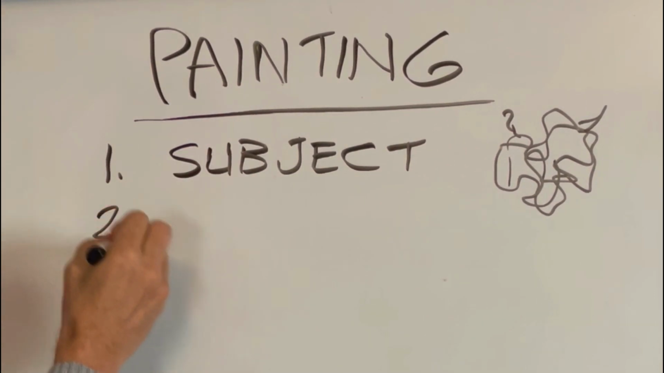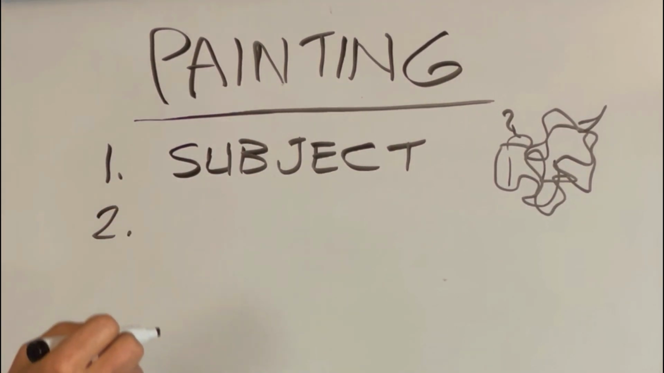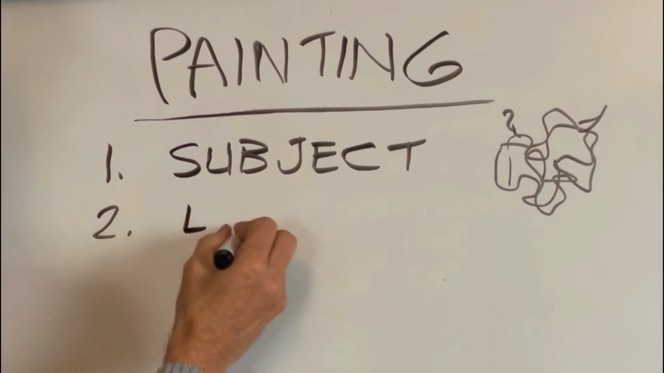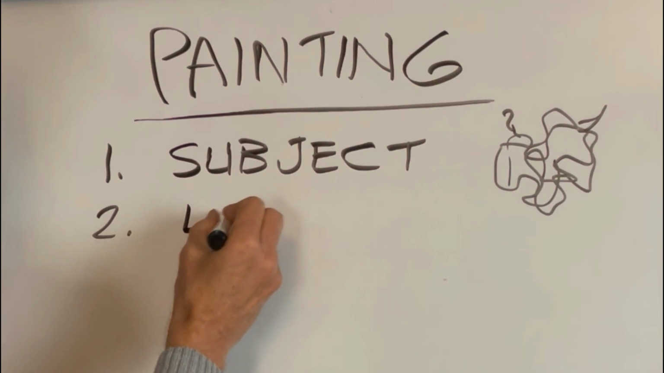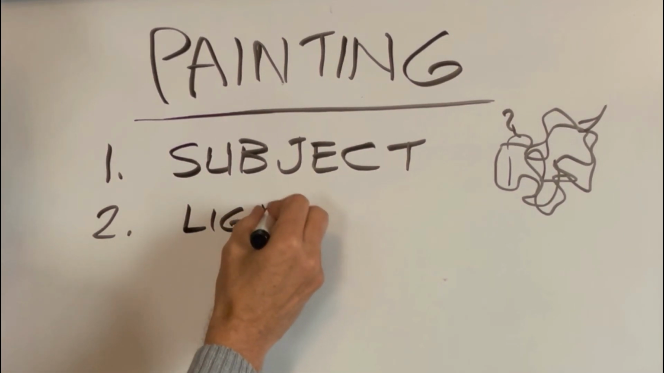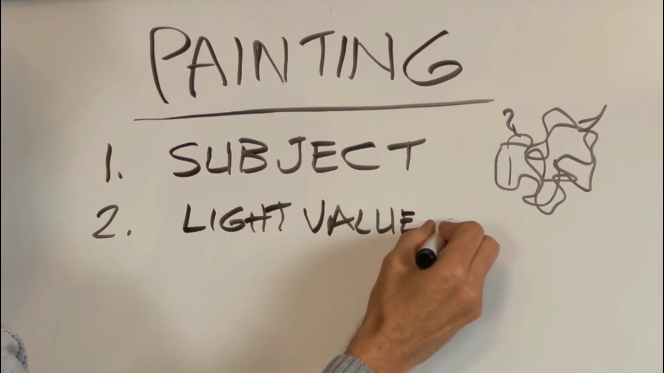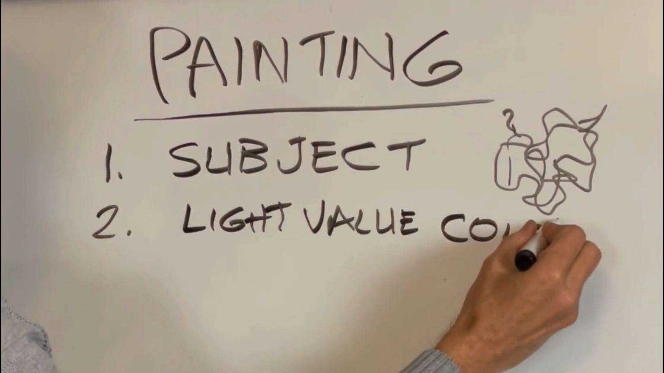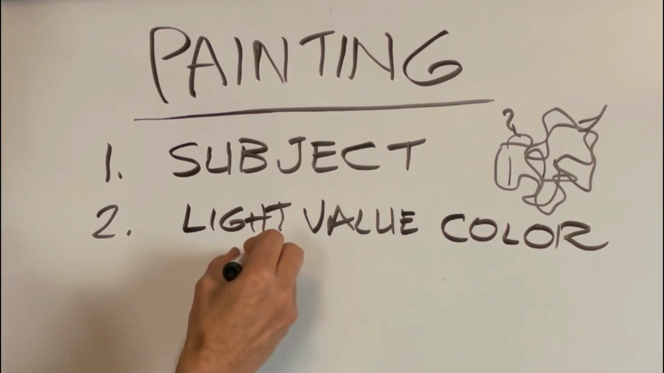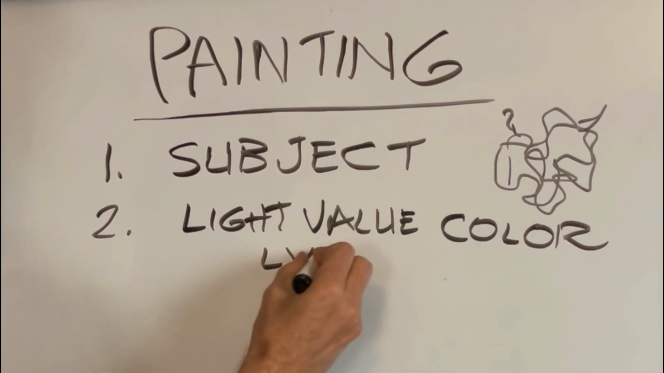Two, and this is the most critical, important decision when creating a painting, especially the realistic paintings, representational, is whether the painting is about light, value, or color. And we'll call that LVC.